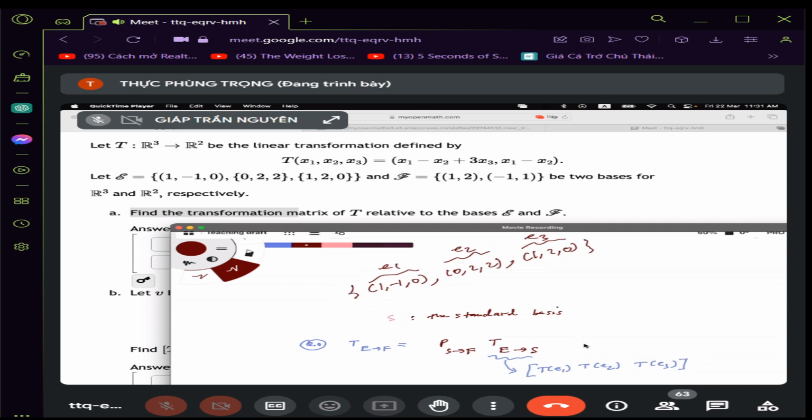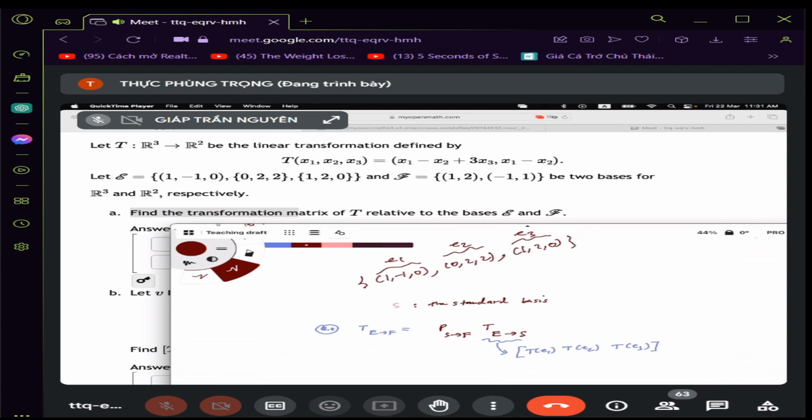And for this one, you only need to write P, F to S, and take the inverse.